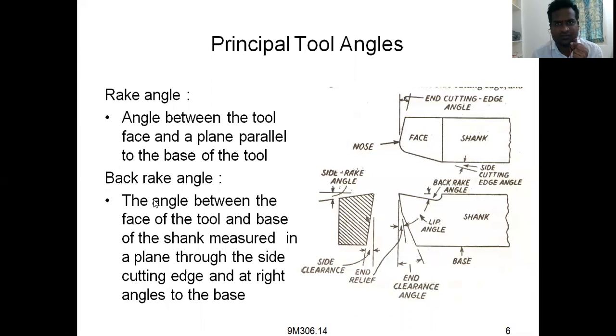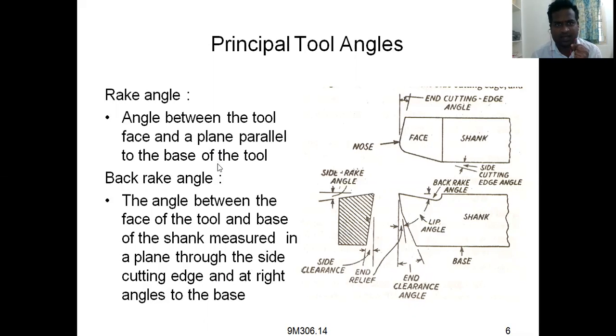In that, we are now discussing the back rake angle. The angle between the face of the tool and the base of the shank. Here we observe our back rake angle. The face of the tool is the top surface. This angle, between the face of the tool and the base of the shank, is measured in a plane through the side cutting edge, and it is at right angles to the base. So this angle is called the back rake angle. Here we observe the back rake angle.